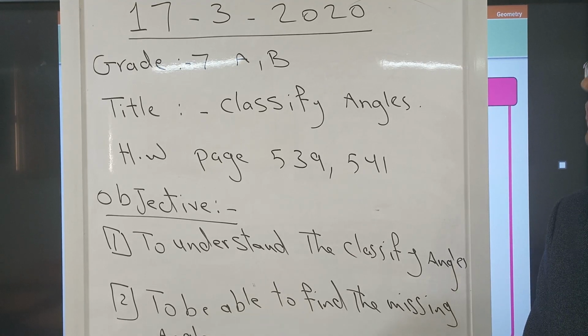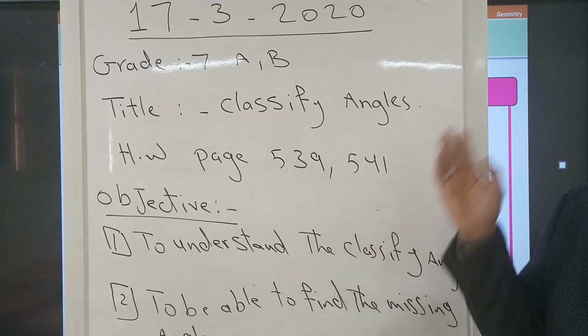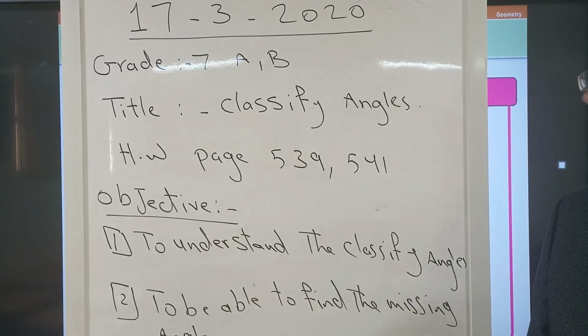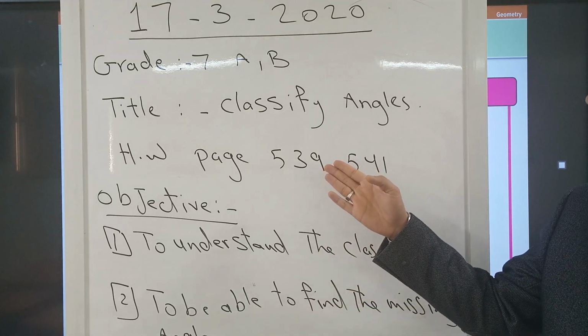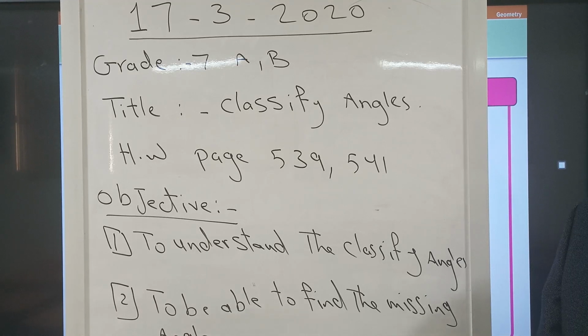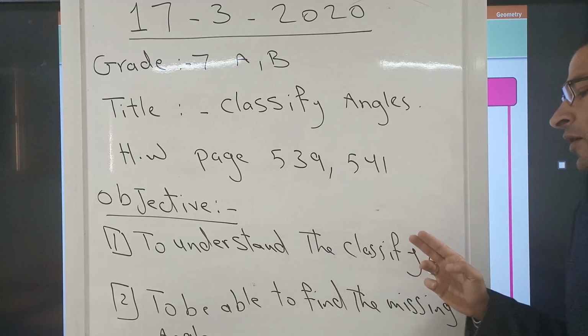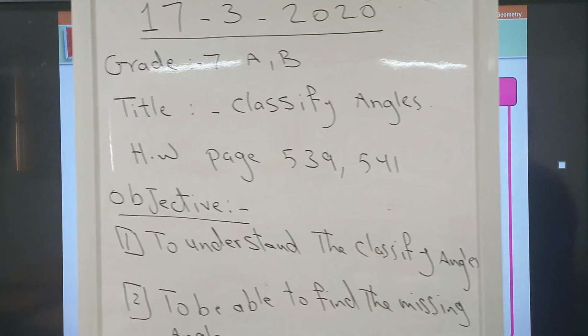Today we'll continue our lesson, classify angles. We need today to solve two pages of homework in McGraw-Hill, page numbers 539 and 541. Our objective today is to understand the classification of angles and how we can find the missing angle.